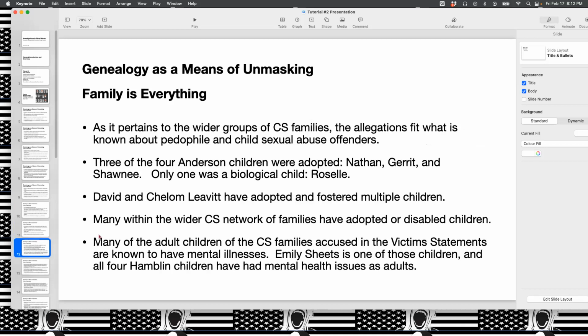So, as it pertains to the wider groups of CS families, the allegations fit what is known about pedophile and child sexual abuse offenders. 3 of the 4 Anderson children, Richard Lloyd Anderson and Karma Anderson's children, were adopted. You got Nathan, Garrett, and Shawnee. Only one was a biological child. That's Roselle. David and Shalom Levitt have adopted and fostered multiple children over the years. Many within the wider Church of Satan network of families have adopted or they have disabled children. You've got children with Down syndrome. You've got children who are developmentally disabled from childhood accidents or injuries.